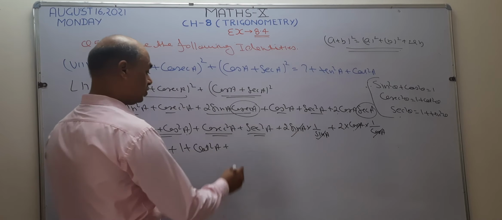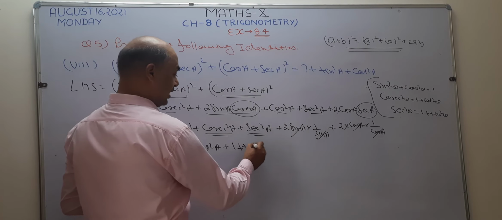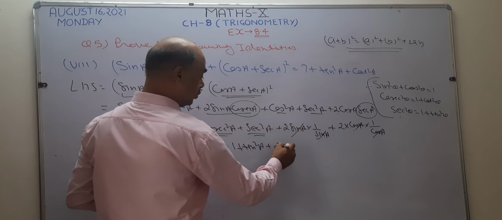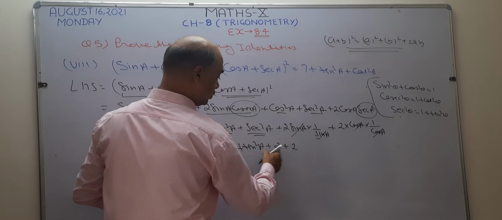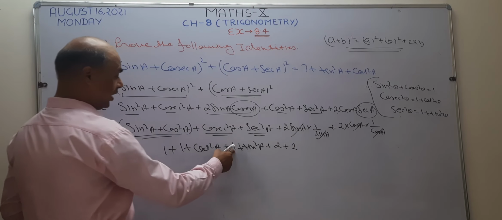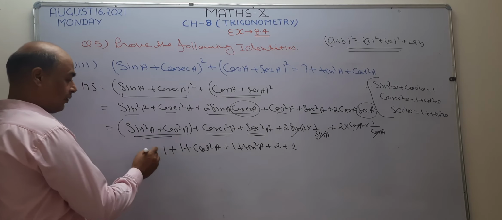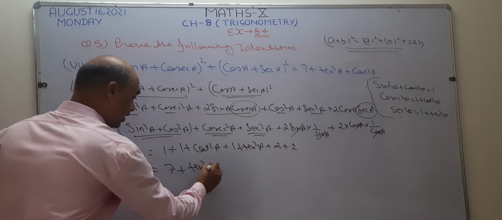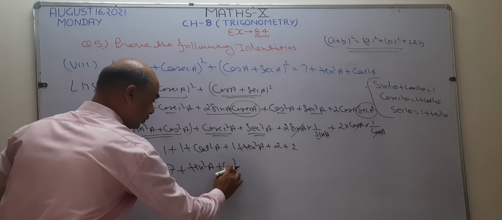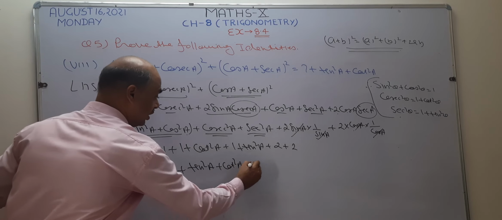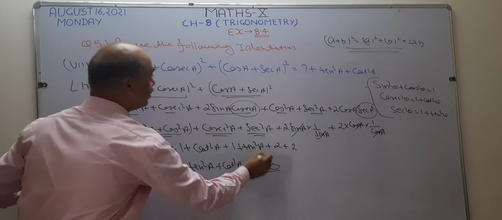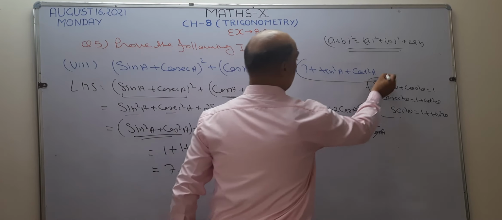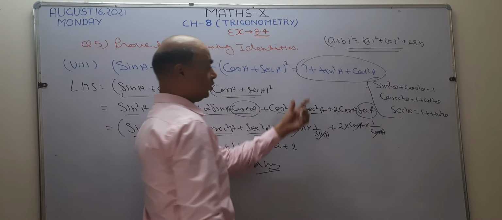A is here, so this becomes 1 plus tan square A. After that, what is left? 2 and 2. Now 2 plus 2, 4. 4 plus 1, 5. 5 plus 1, 6. 6 plus 1, 7. So this becomes 7 plus tan square A plus cot square A, which is equal to the right hand side. We have to show this is equal to 7 plus tan square A plus cot square A.